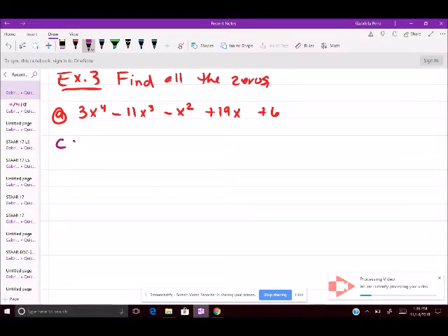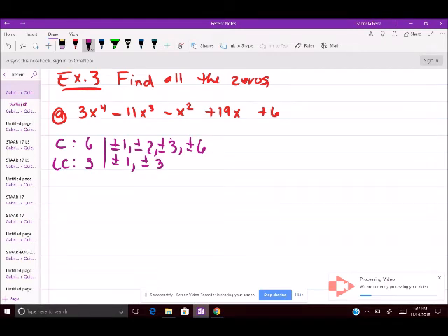My constant? Who's a constant here? 6. How can I get a 6? 1 times 6, 2 times 3. Oh, 3 times 3? It's 2 and 3, right? Sorry. So 2, 3, and 6. Who's my leading coefficient? 3. So plus minus 1 and plus minus 3.